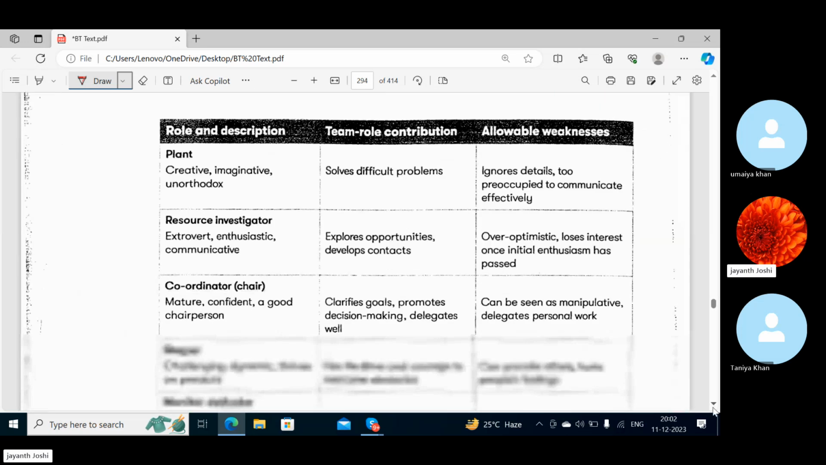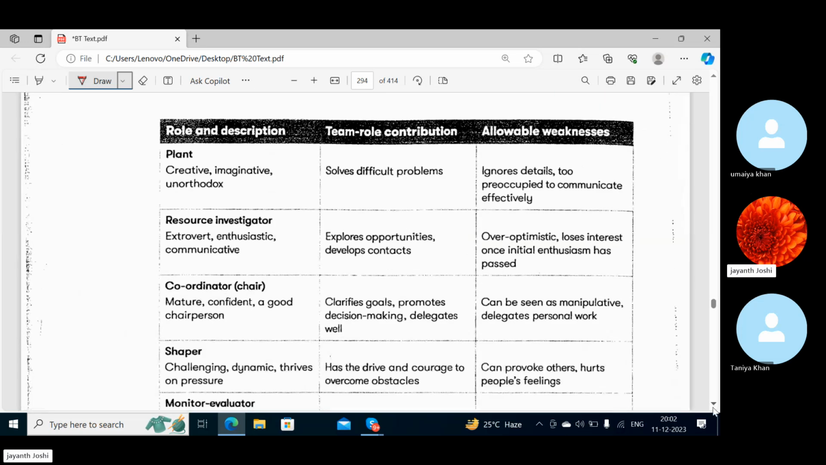And team member roles. So plant: creative, imaginative, unorthodox. Very creative, someone who can bring new ideas, can have critical thinking, and can think out of the box. Solves difficult problems, ignores details, too preoccupied to communicate effectively.